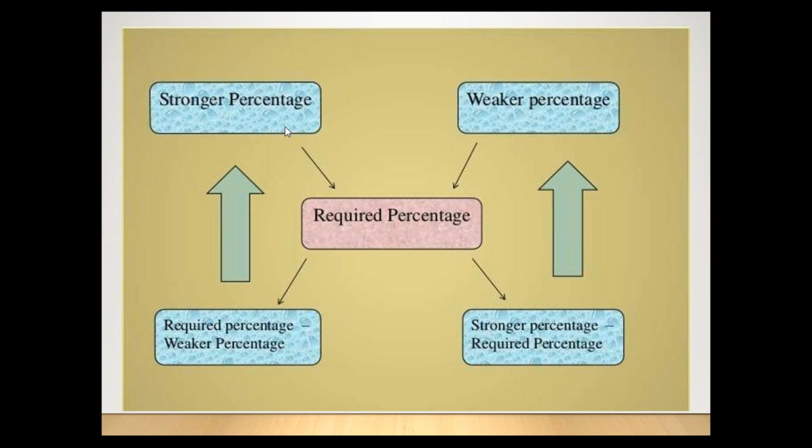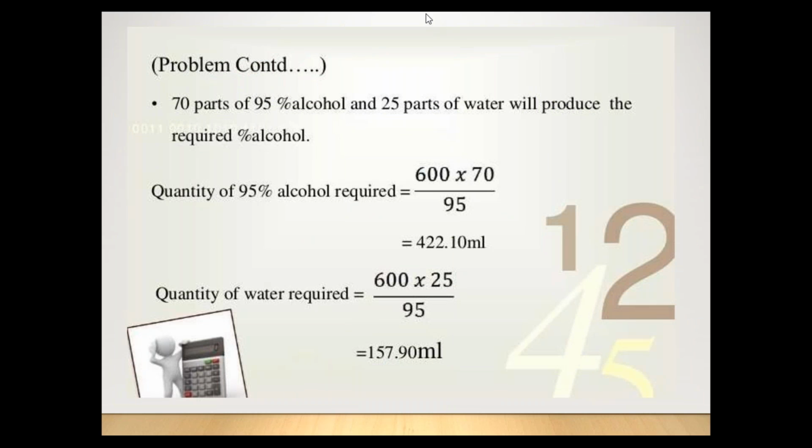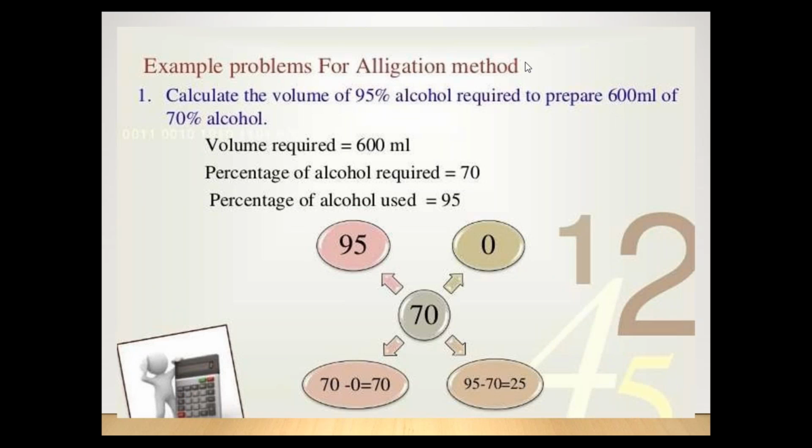So see, the stronger percentage you have to write down first, write stronger, then towards the right side, write weaker, then put arrow marks. And write the required percentage. Dinesh has already left. Yeah. So if you want to know how much water is required.